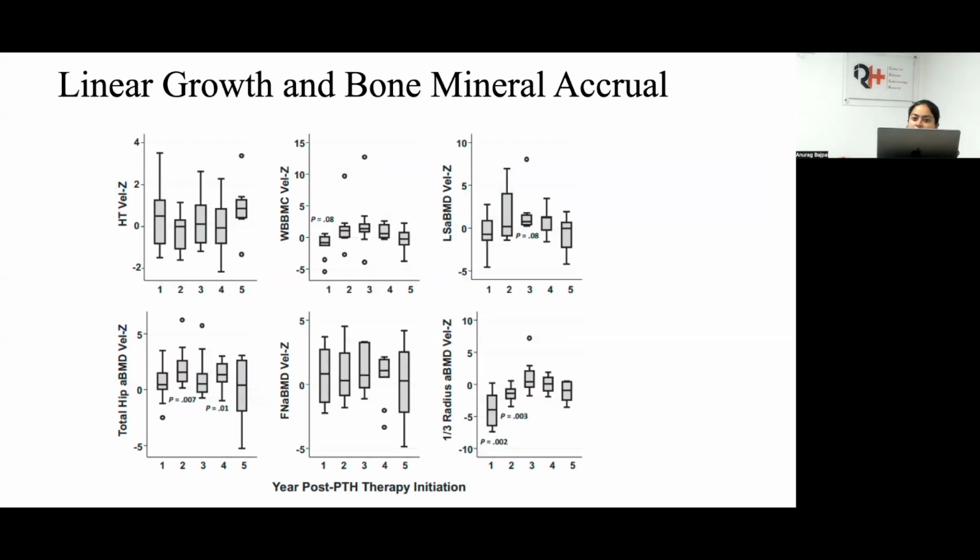So this is the linear growth in bone mineral accrual velocity. It was found that the height velocities were normal for age in all the study subjects. Even the bone mineral density seen for the whole body, lumbar spine, total hip and femoral neck was pretty much in the normal range. Only the radius, distal 1/3 of radius bone mineral density was slightly in the lower range, which subsequently improved in the 3 to 5 years of therapy.